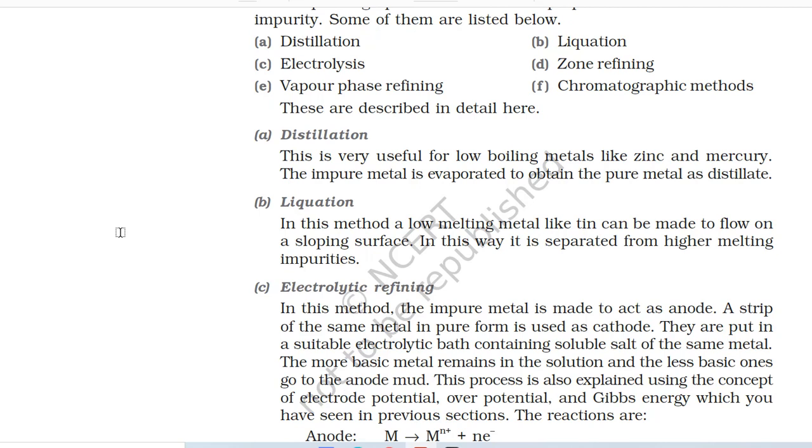A. Distillation. This is very useful for low boiling metals like zinc and mercury. The impure metal is evaporated to obtain the pure metal as distillate.